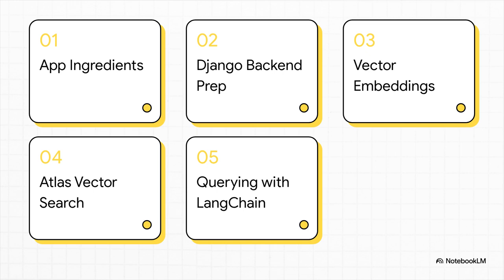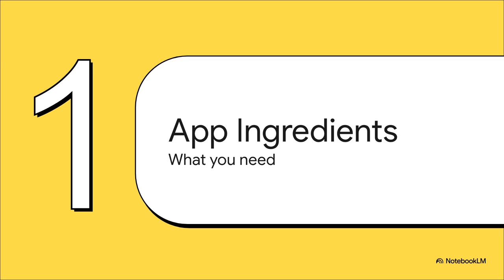1. The RAG app ingredients. 2. Prepping the Django backend. 3. Generating AI vector embeddings. 4. Building Atlas vector search. And finally, 5. Querying our data with LangChain. All right, let's kick things off with step 1.